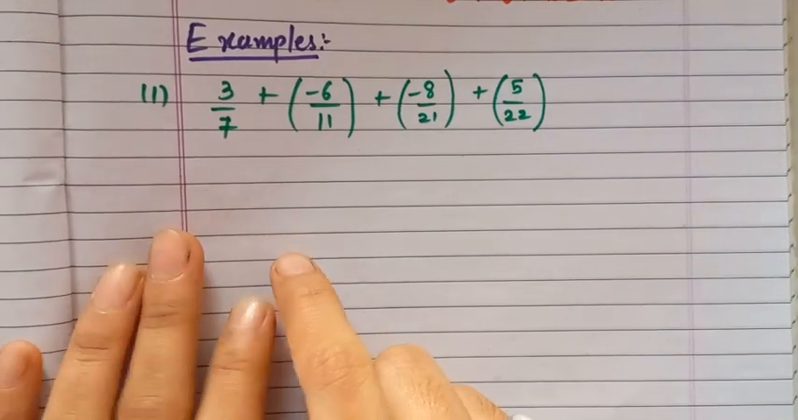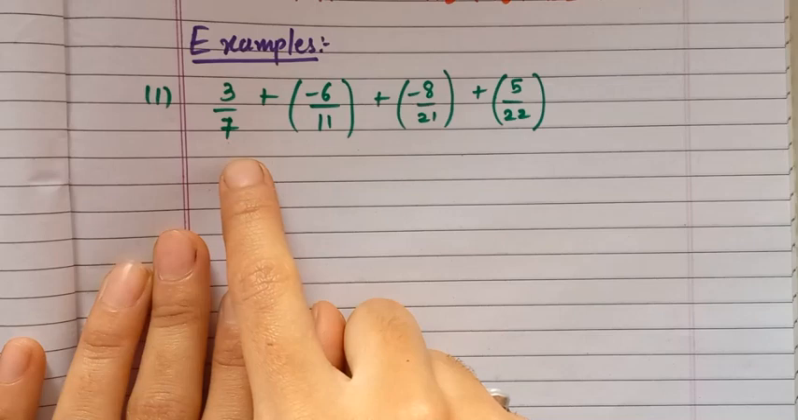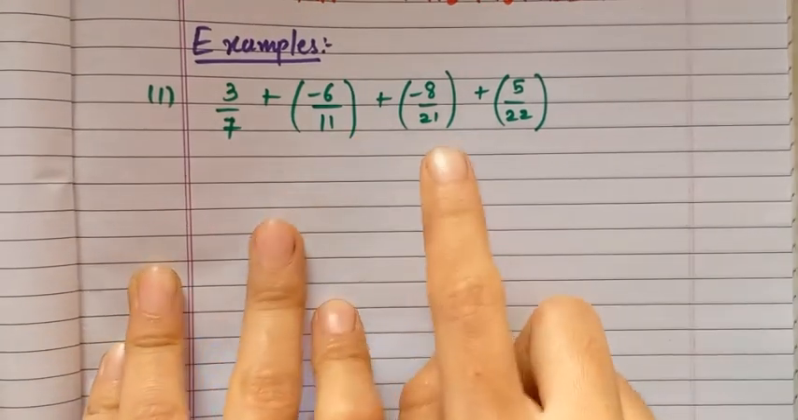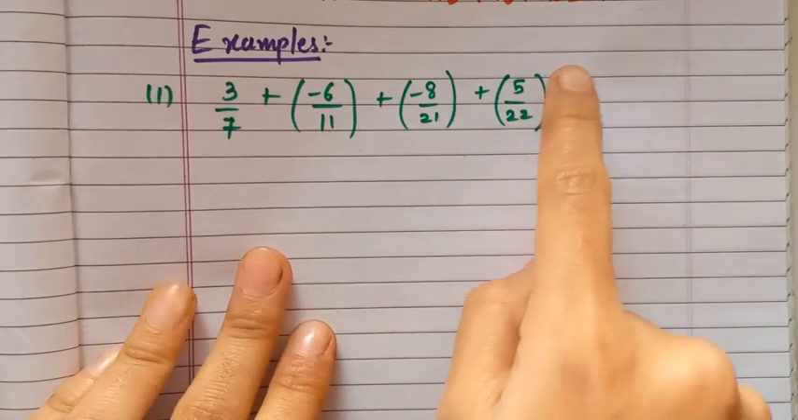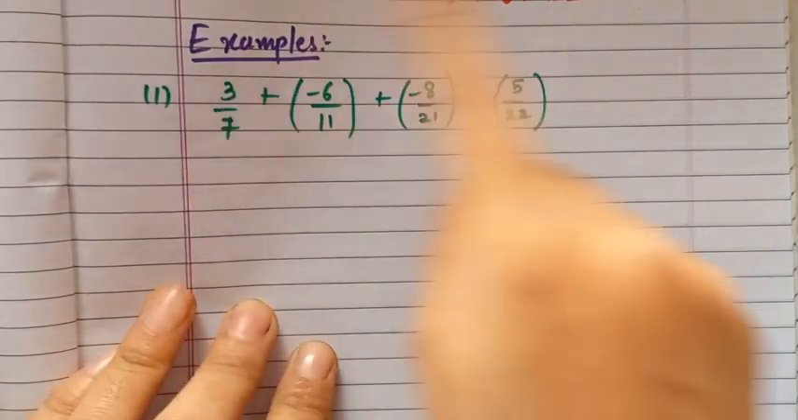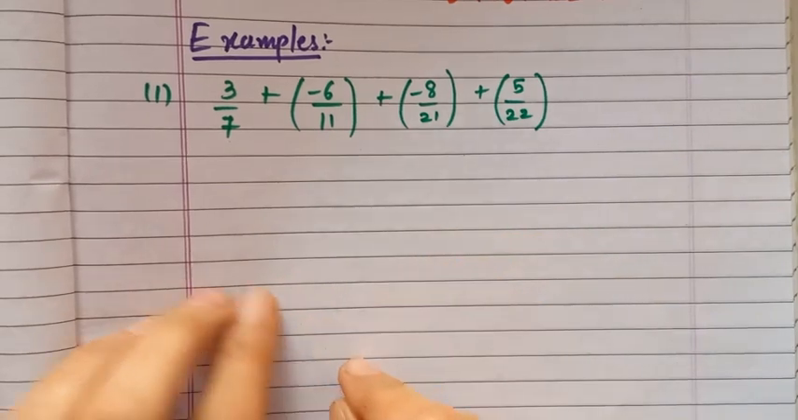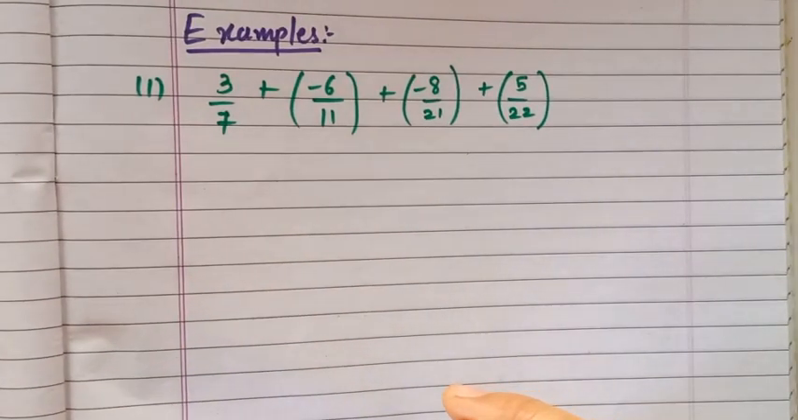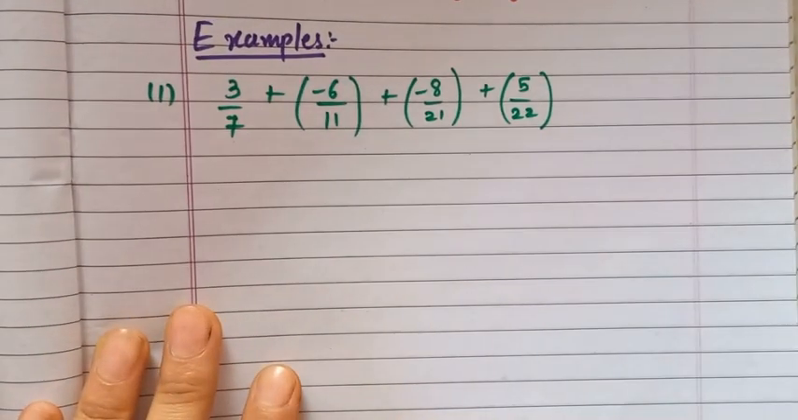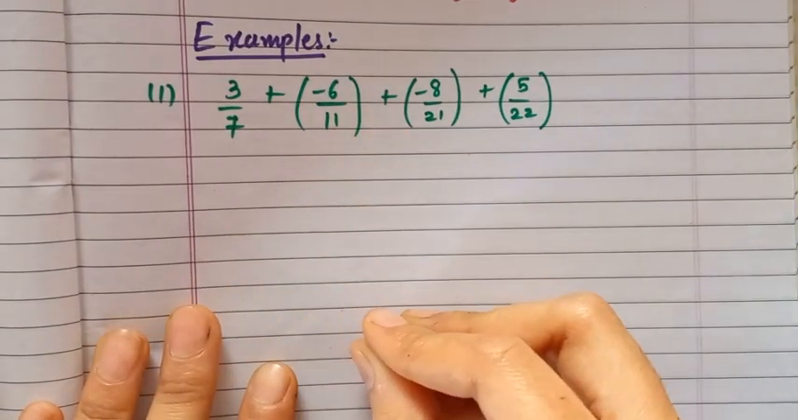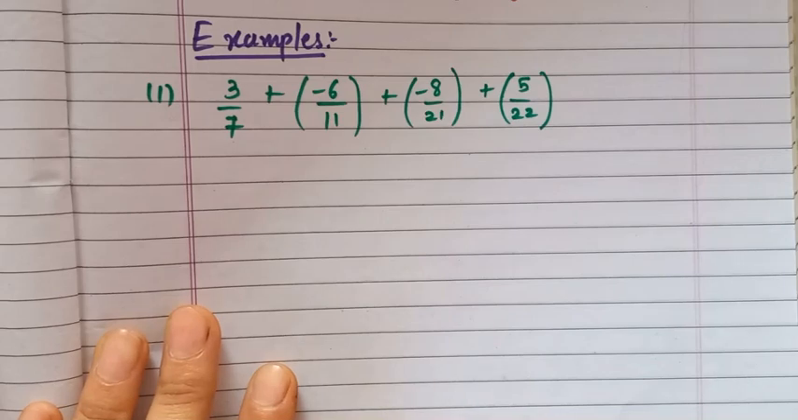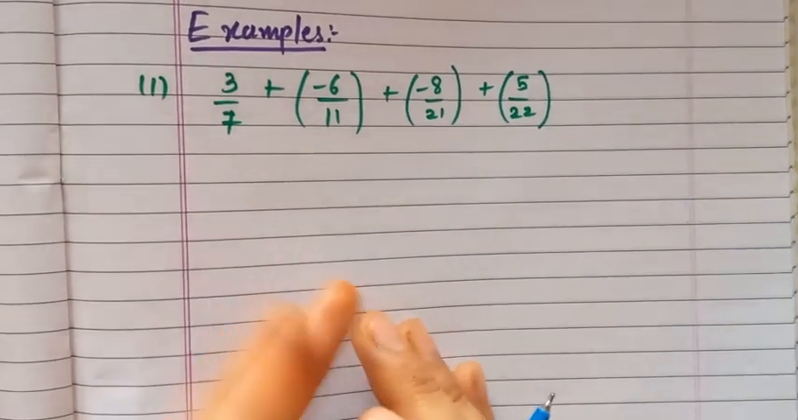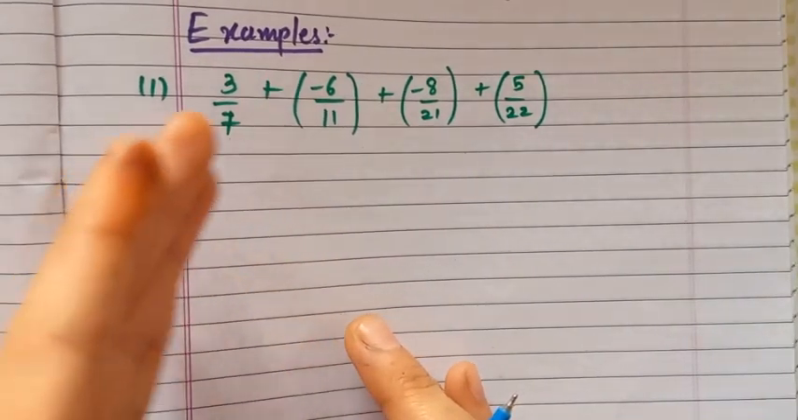The first example is this: find 3 by 7 plus minus 6 by 11 plus minus 8 by 21 plus 5 by 22. So we have to find the final value of this addition of rational numbers. Let's recall how we add and subtract any two rational numbers. Before that, let's recall a rule of multiplication of negative and positive integer rational numbers.